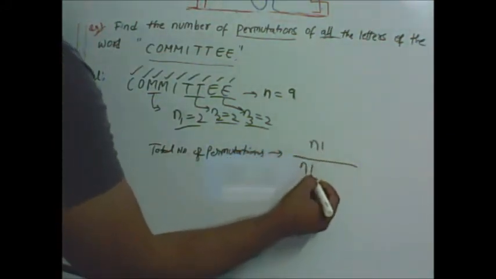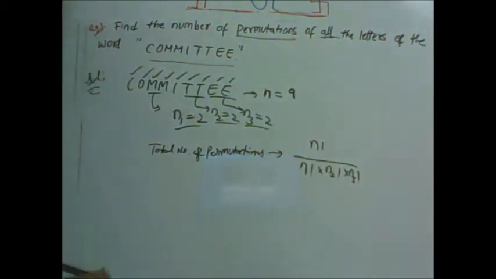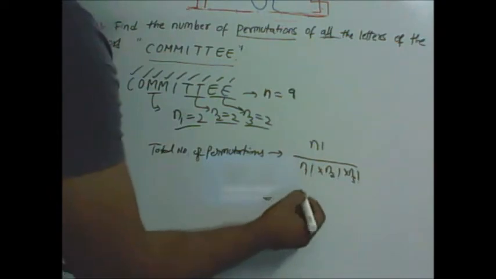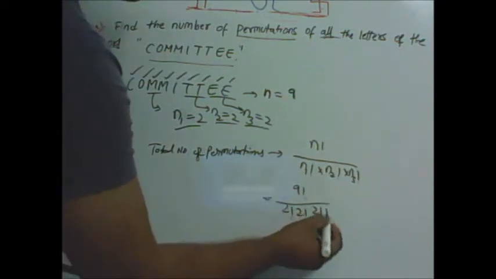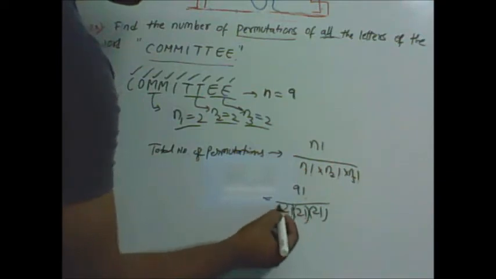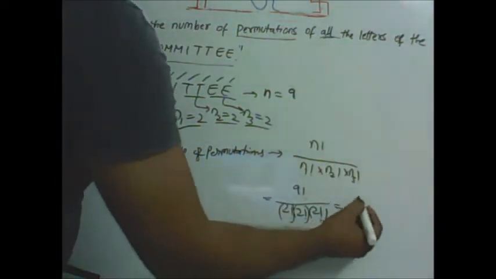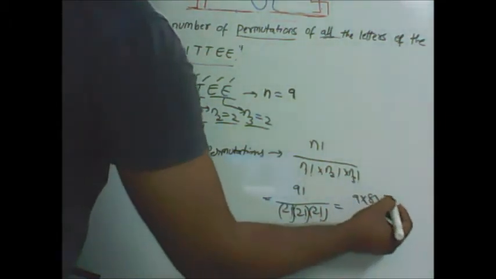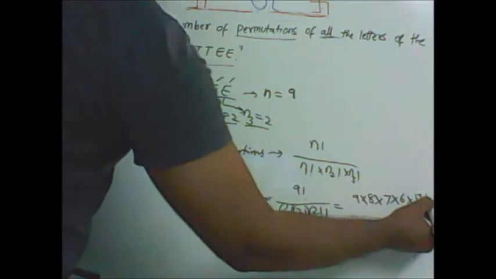So we have that for arranging, the total number of permutations, we have the formula n factorial divided by n1 factorial into n2 factorial into n3 factorial. Okay, which is equal to 9 factorial divided by 2 factorial into 2 factorial into 2 factorial.